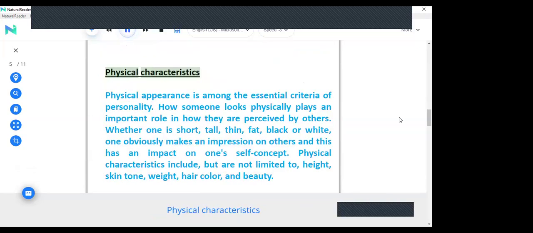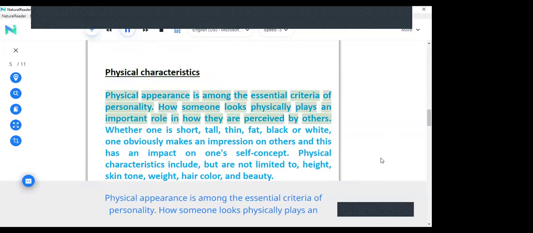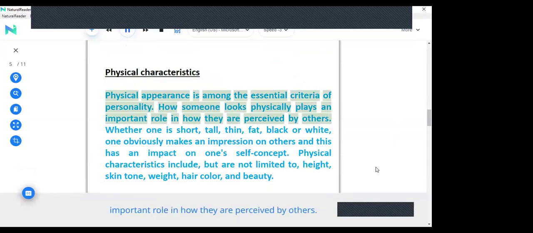Physical characteristics. Physical appearance is among the essential criteria of personality. How someone looks physically plays an important role in how they are perceived by others.